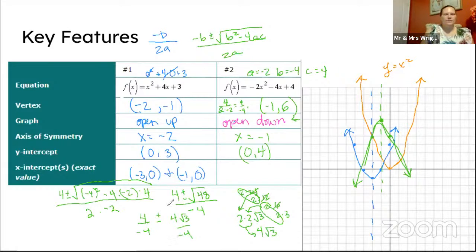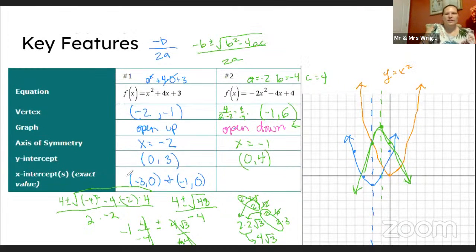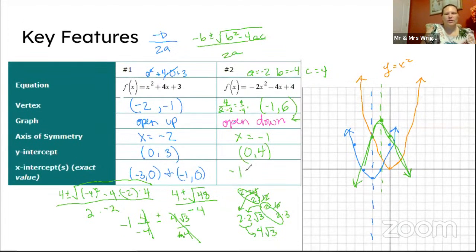What can we do here? Well, 4 over negative 4 can reduce down, right? We can be left with what? A negative 1 there. Negative 1 plus or minus, these 4's can go away, and our plus will change to a negative, and our negative will change to a plus, so we can really just drop that negative. So we're going to have negative 1 plus or minus square root of 3. And you could put that, that's the x value. The y value is 0.